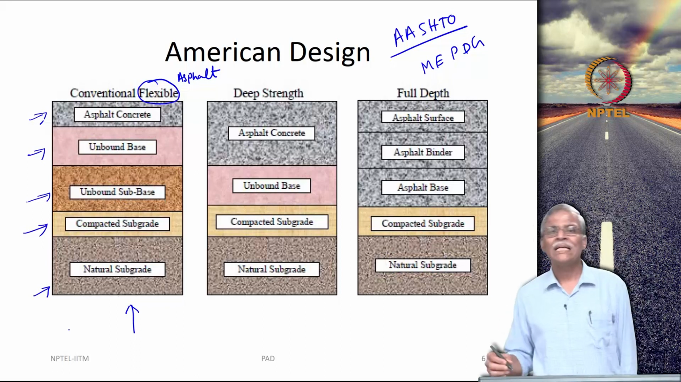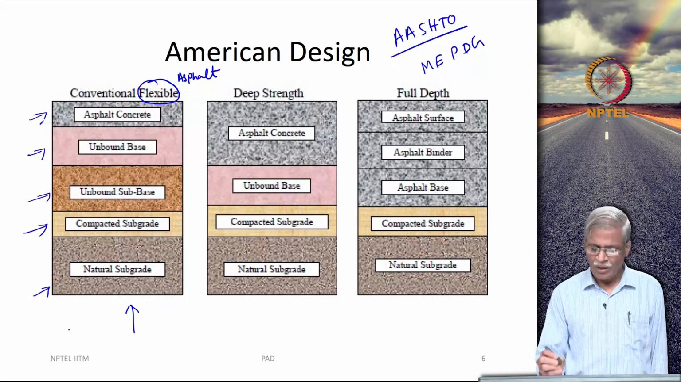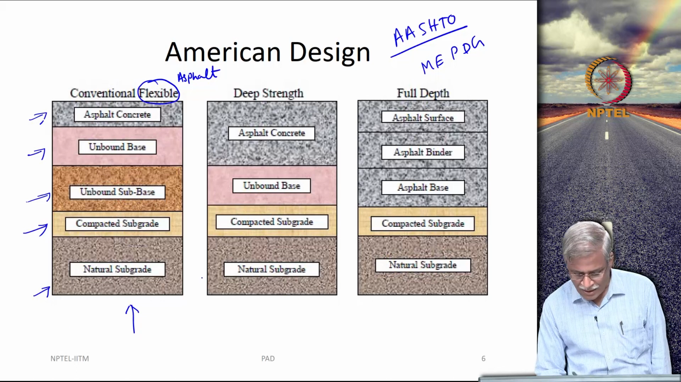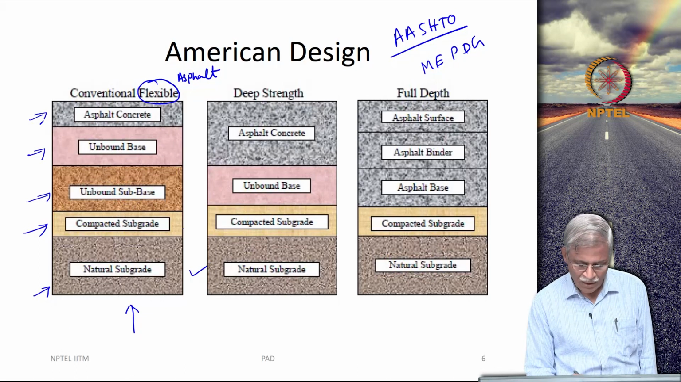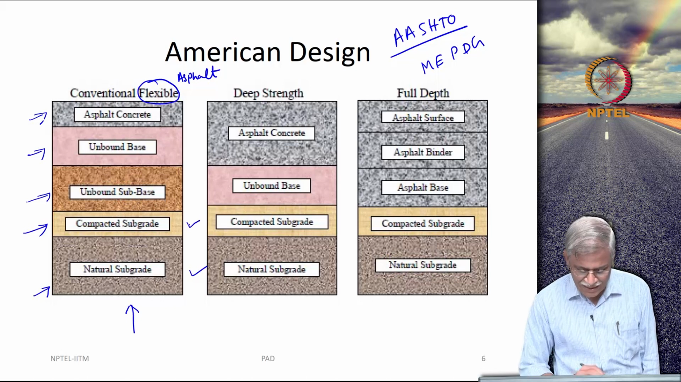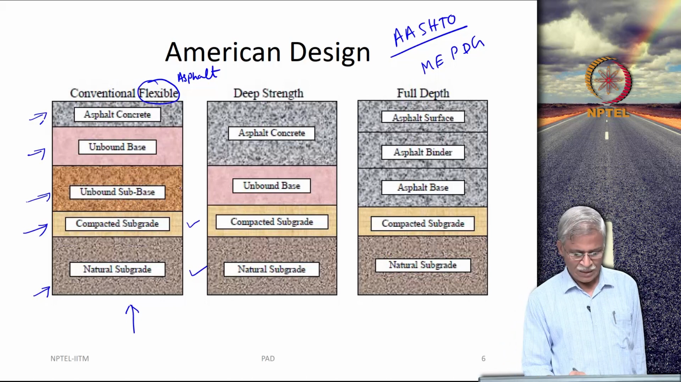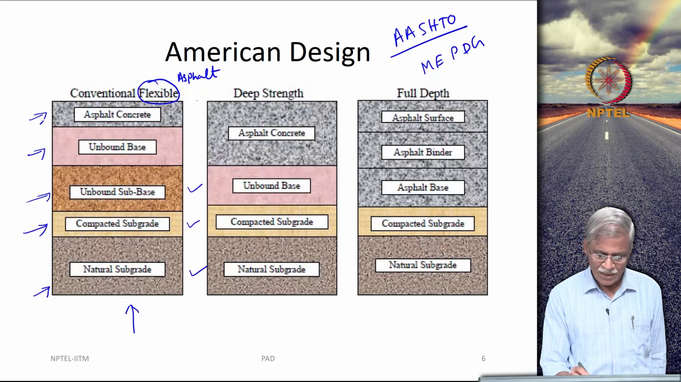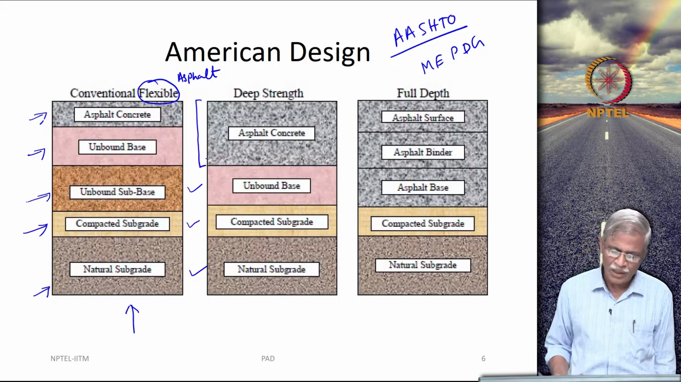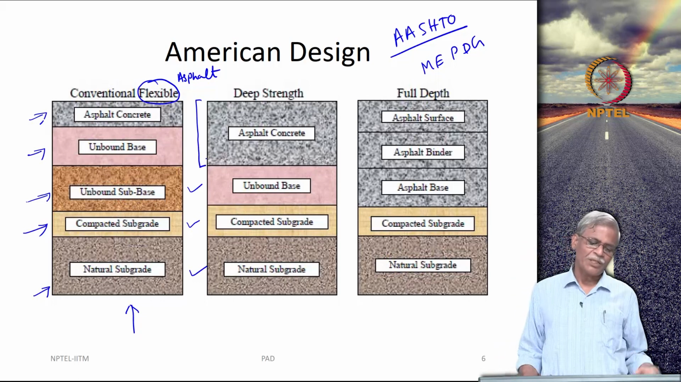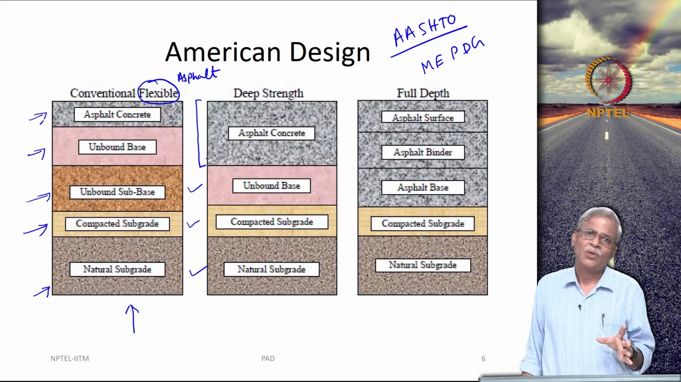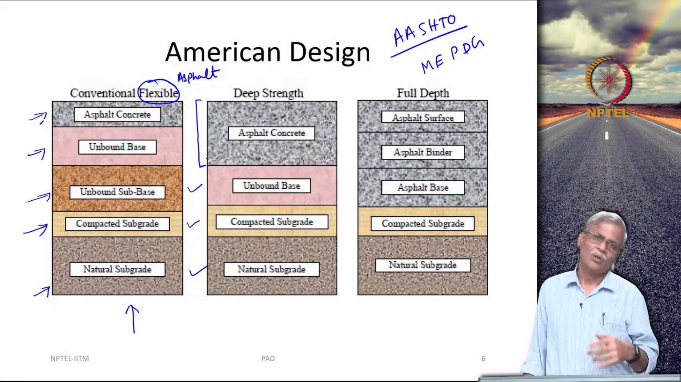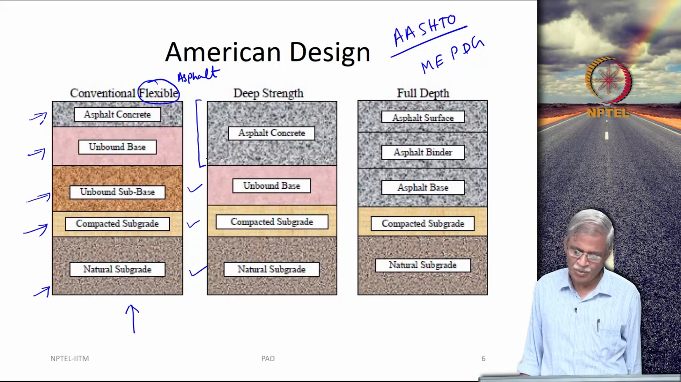Now, there is something called as a deep strength pavement, okay, perpetual pavement and all those things. So, you will see that it is the same, the natural subgrade, the compacted subgrade has a slightly more thickness, this is the unbound base, and then what you are going to see here is the thickness of the asphalt concrete layers are substantial, more or less it consists of the layer thickness of the unbound base as well as the asphalt concrete. Okay, so, this is the deep strength pavement.